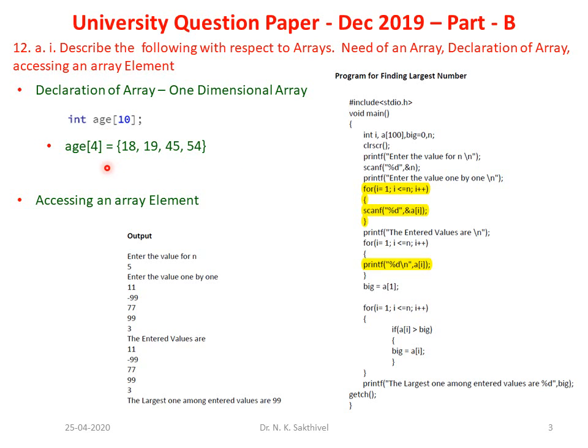And another example here, age of 4, this is also a one dimensional array. Here I have given data directly. For example, 4 values I have given, and all the 4 values will be stored here. That means age of 0, 18 will be stored, age of 1, 19 will be stored, and so forth. So this is the declaration part. I would like to explain this one dimensional array with one suitable example.